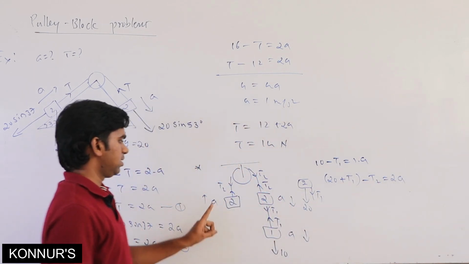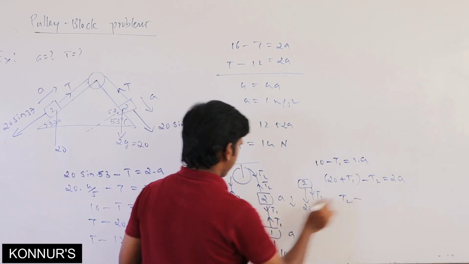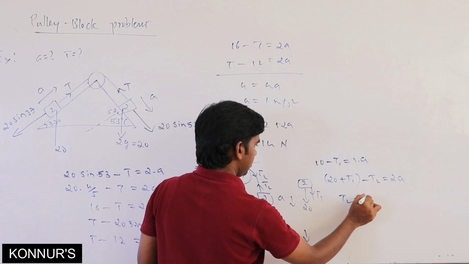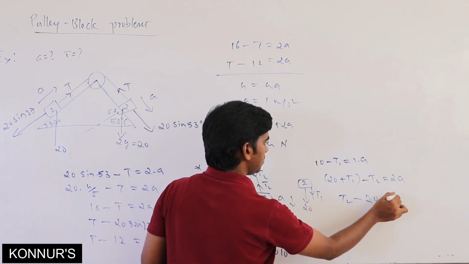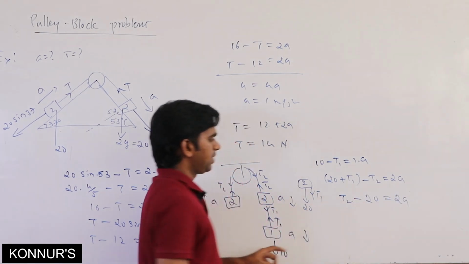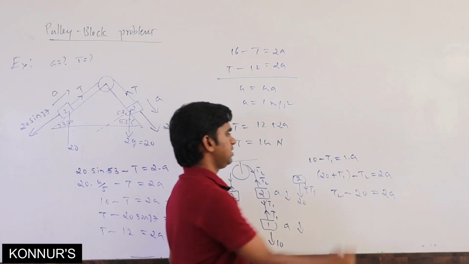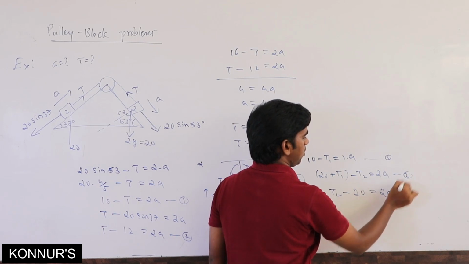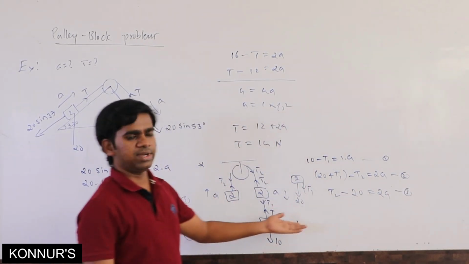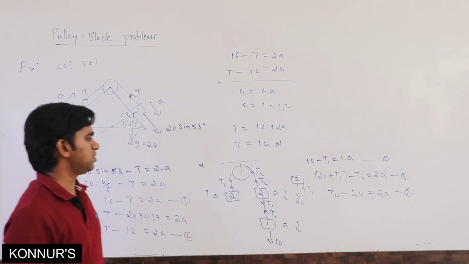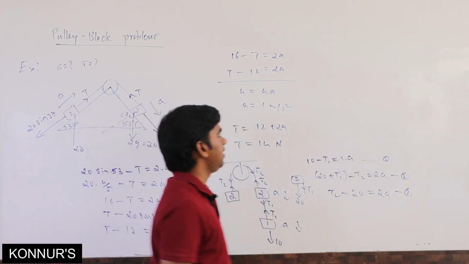For this one, upward is T2 minus downward 20 equals, again, 2a. T1, T2, a: three unknowns are there, three equations are there. If you solve these three equations, obviously you can get the tension and acceleration. This is how we can solve T1, T2 and a.